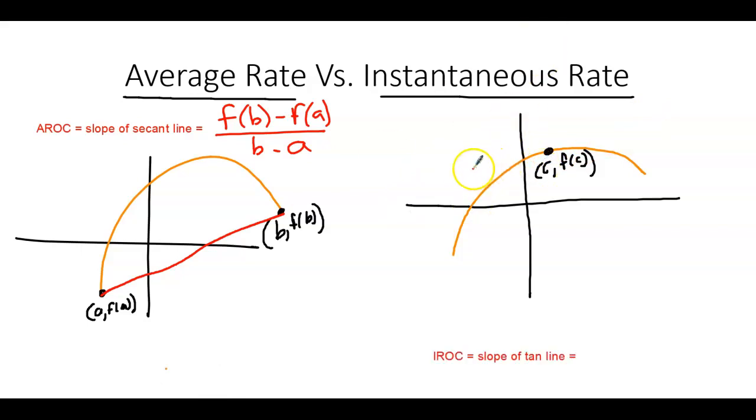So tangent line is a line that grazes your function at a single point. Instead of going through 2 points like a secant line, the tangent line is one that grazes your function at a single point. And the slope of a tangent line is found by doing something known as the derivative. So if you wanted to find the slope at that point, it would be f prime of c. And so that's the difference between average rate of change and instantaneous rate of change.